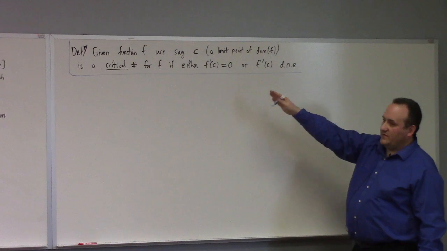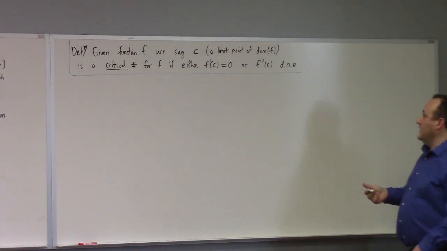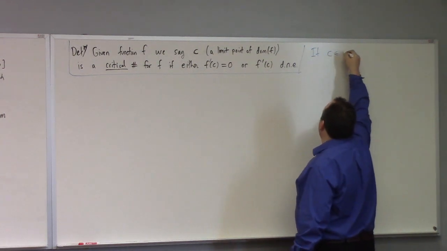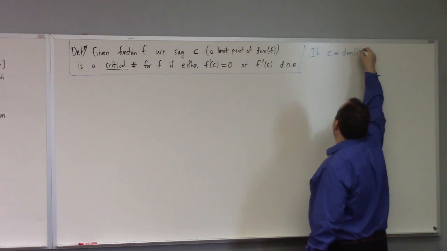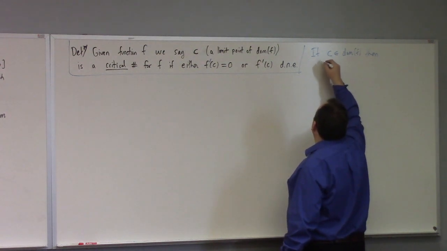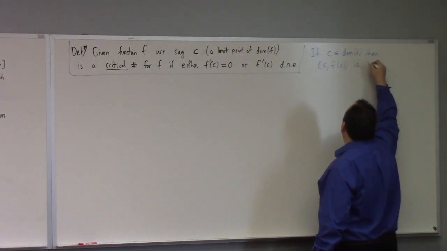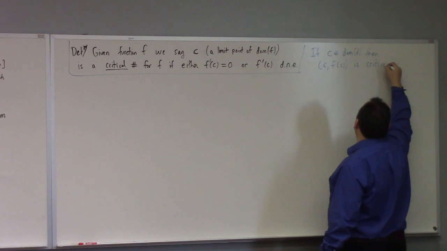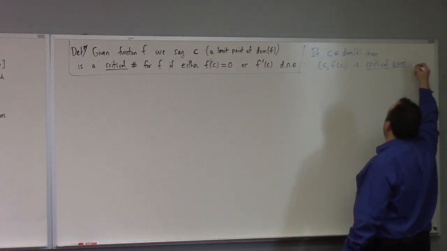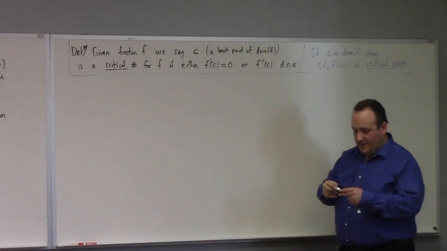So either the derivative is 0 or it's undefined. This makes what's called a critical number. And if c is in the domain of the function, then (c, f(c)) is a critical point. So a critical point is a point on the graph which corresponds to a critical number for x.